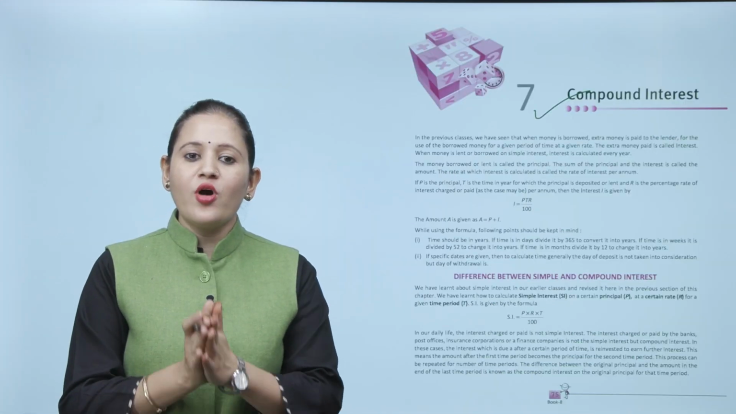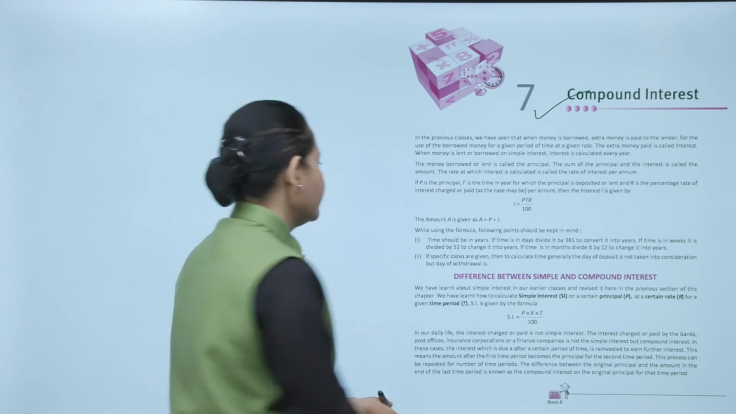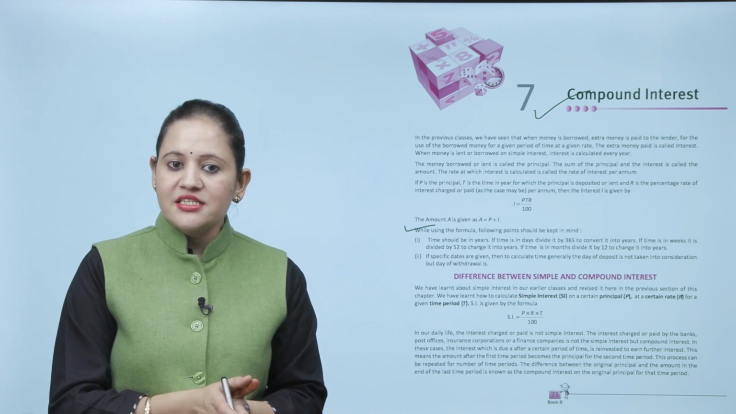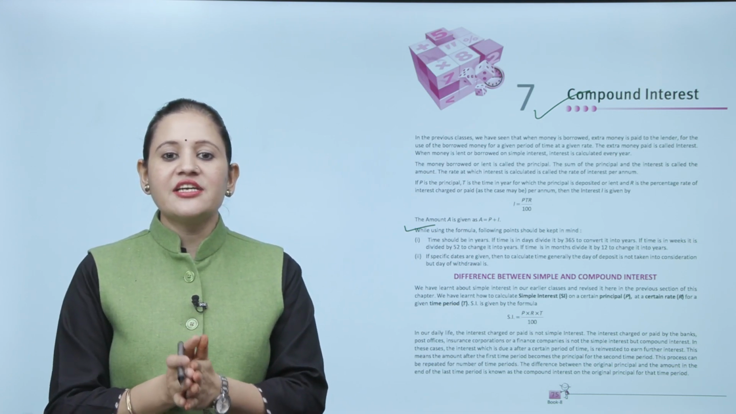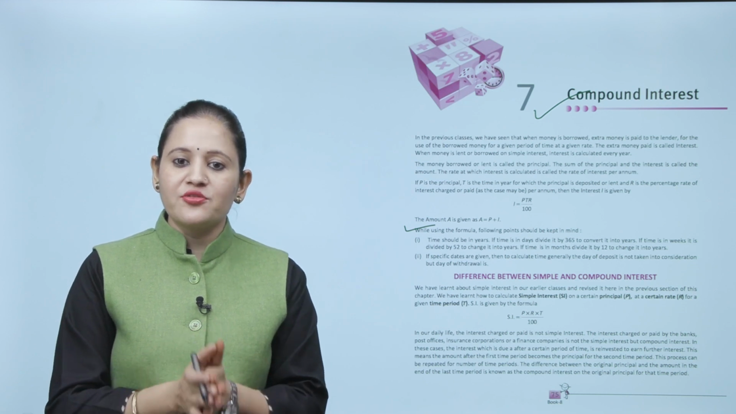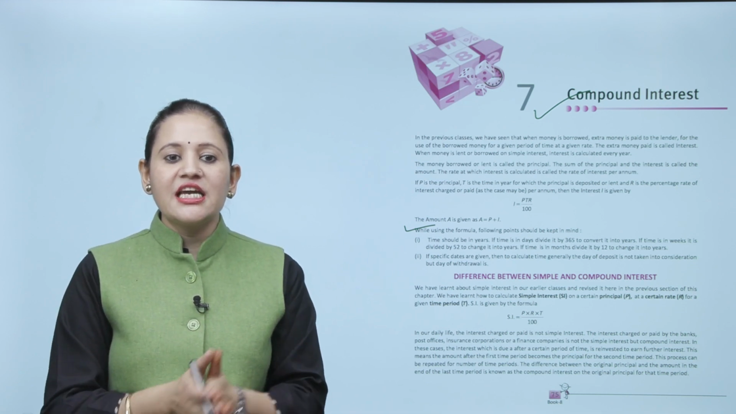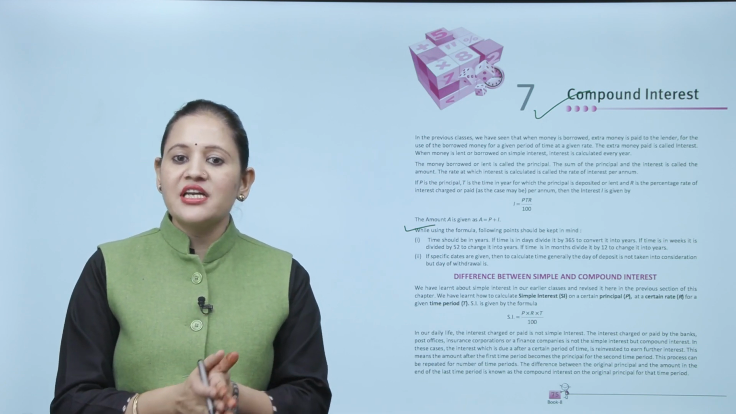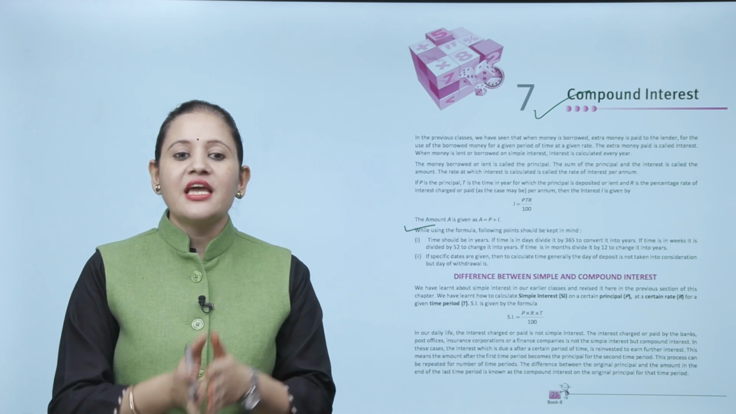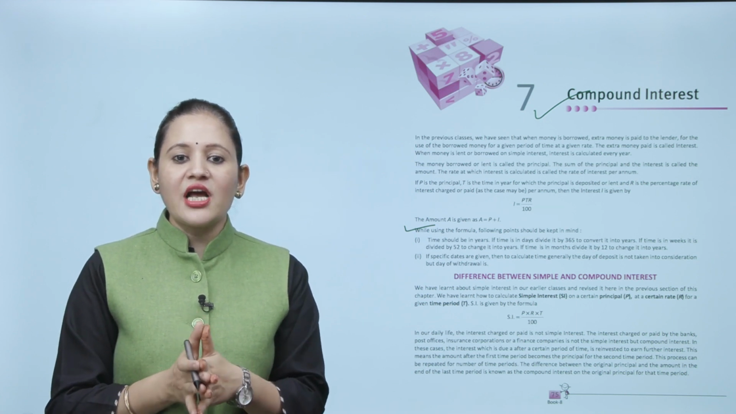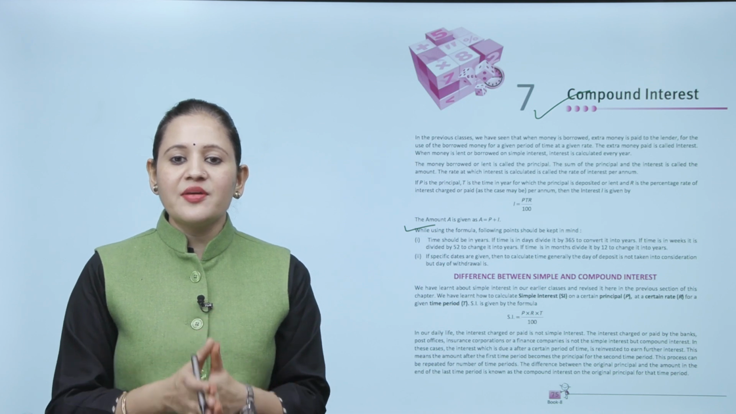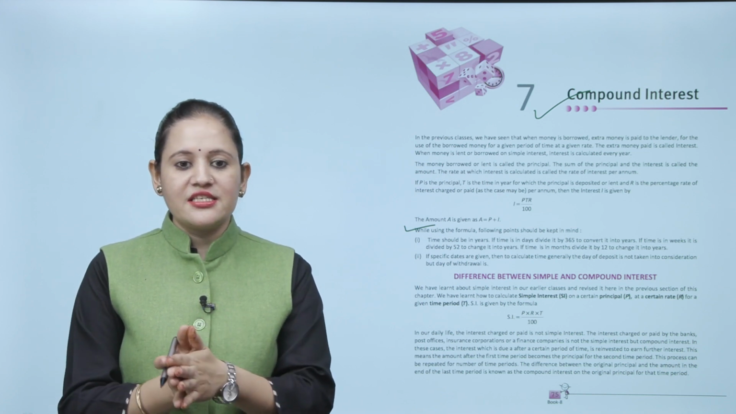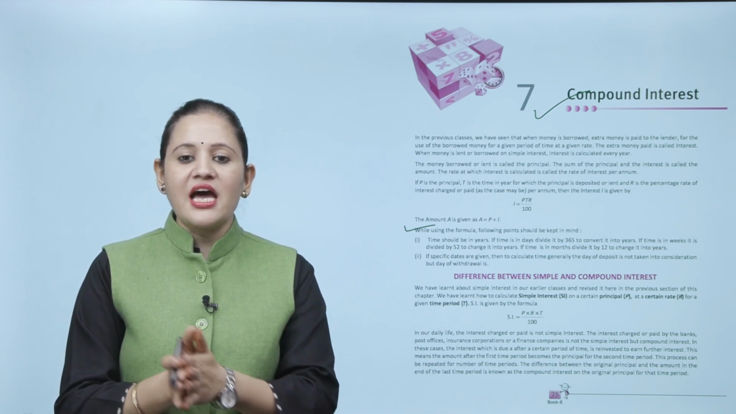While using the formula, the following points should be kept in mind. Time should be in years. If the time is in days, divide it by 365 to convert it into years. If the time is in weeks, it is divided by 52 to change it into years. If time is in months, divide it by 12 to change it into years. If specific dates are given, then to calculate time, generally the day of deposit is not taken into consideration, but the day of withdrawal is.